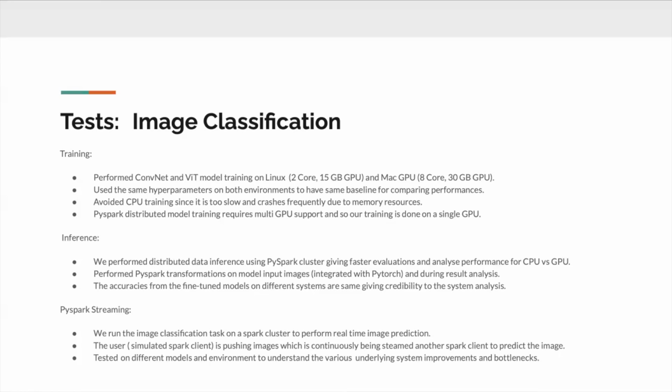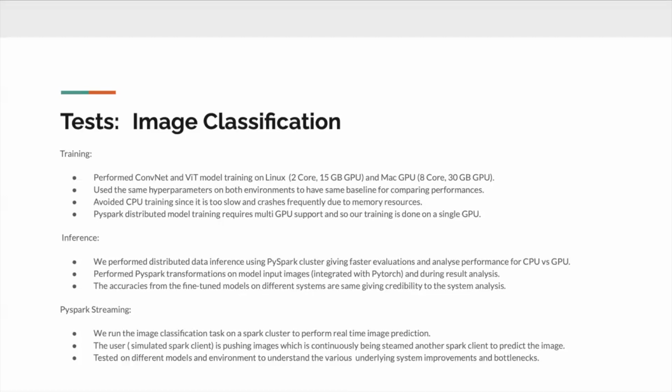The model evaluations were done on PySpark, which utilizes distributed data operations, which is much faster than sequential processing. We also performed various PySpark transformations on the model inputs to get the aggregated results and for the visualizations. Finally, we fine-tuned the models on the different environments and we got the same accuracies. So this gives us credibility for our system analysis.